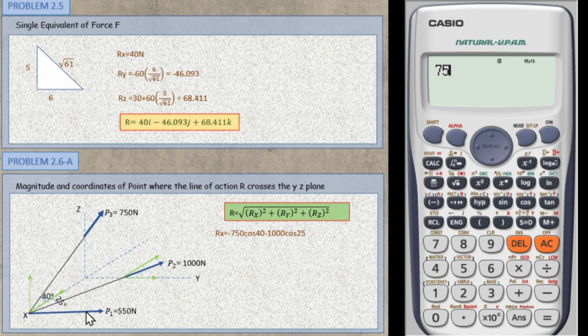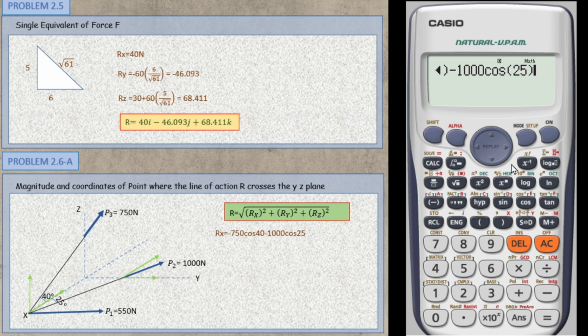And then negative 1000 cosine 25, same, it goes toward the negative direction. So this is where I am looking for the angle. I hope you already know that. So negative 750 cosine 40 minus 1000 cosine 25. So this is negative, this part. So there we have negative 1480.84, store it at A.